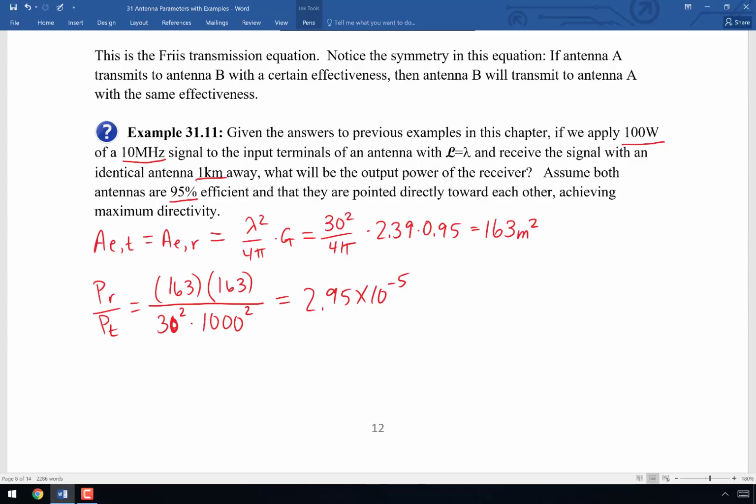So I'm getting about 3 times 10 to the minus fifth. If you think of it as a percent or portion, that's the portion of whatever's going into the transmitter that is arriving at the receiver. It's a really, really small fraction.